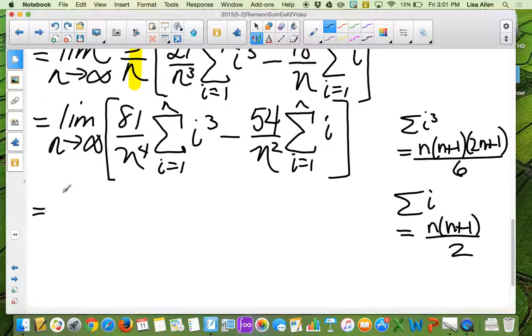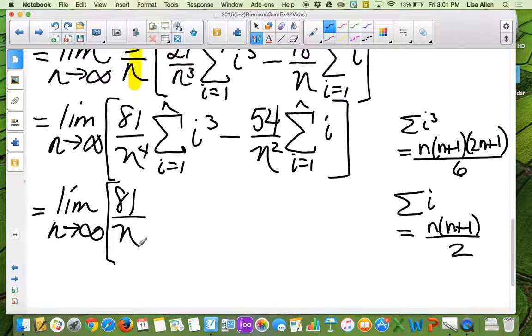The limit, this will be then the limit as n approaches, did I just lose some stuff here? No, I guess not. Infinity of 81, here now, here's the big parenthesis, over n bracket, n to the 4th, times, we're just going to use the expression over to the right of n times n plus 1.